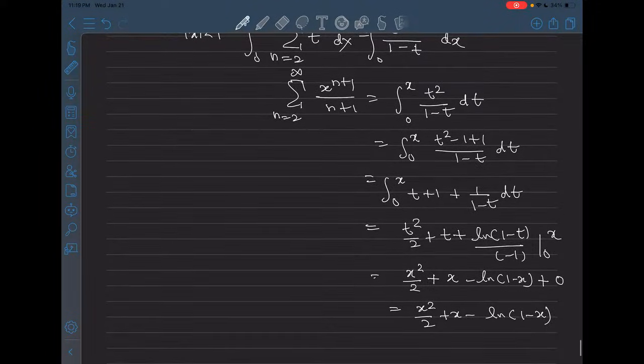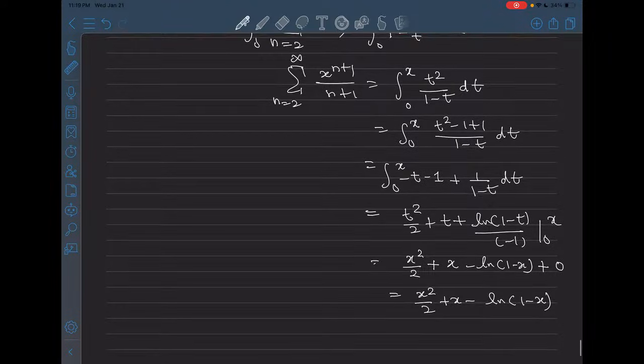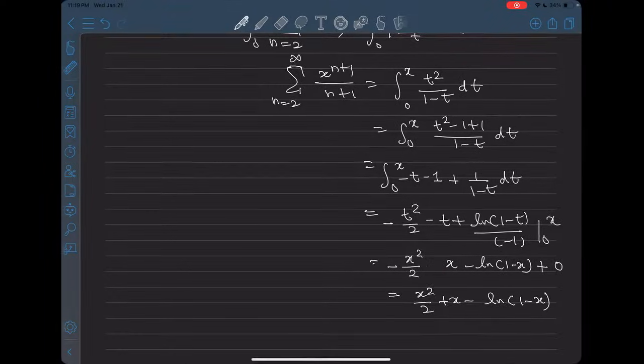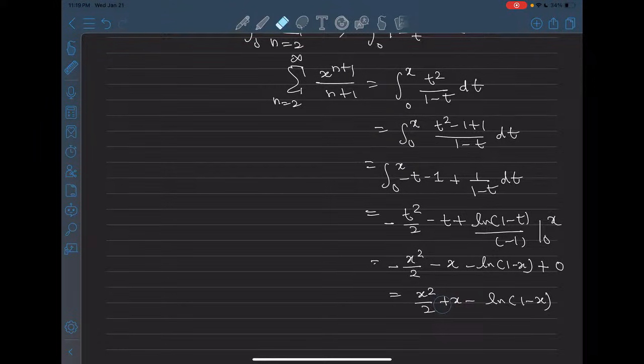Oh, wait, over here I have made a little mistake. So this should be minus t minus 1, right? Because that's t square minus 1. So if I divide by 1 minus t, I will have minus t minus 1. Okay, and then that means this is minus t square minus t, and then minus x square minus x, right?